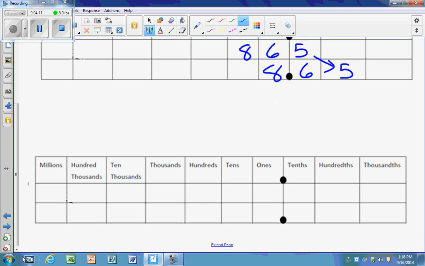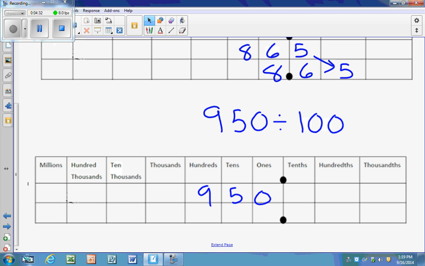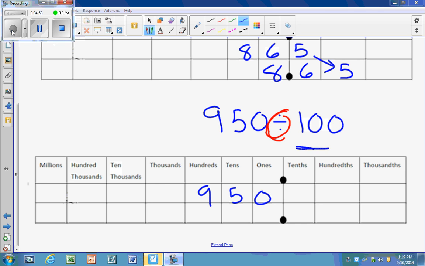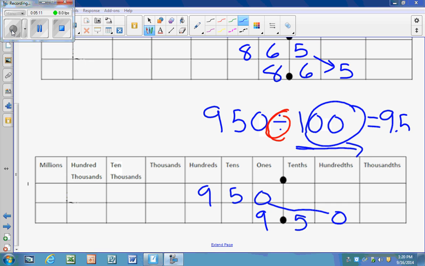One more example of the division. 950 divided by 100. So we fill in 950. I want to divide it by 100. Dividing tells me that I'm going to go to the right. So since I'm going to go to the right, I'm going to go 2 spots. So I move over from the back. We go 1, 2. The 0 is here, the 5 is here, and the 9 is here. So my answer is 9 and 50 hundredths.